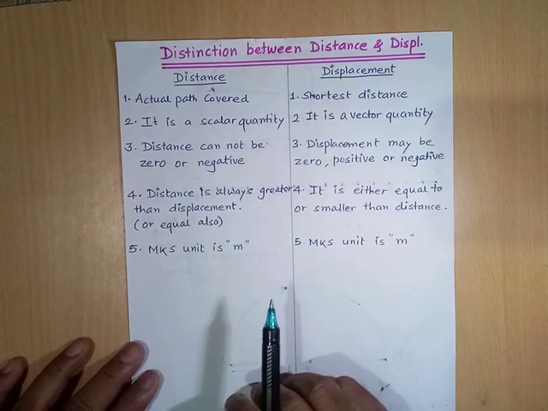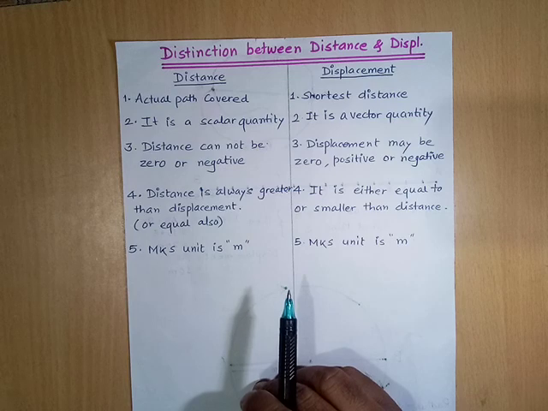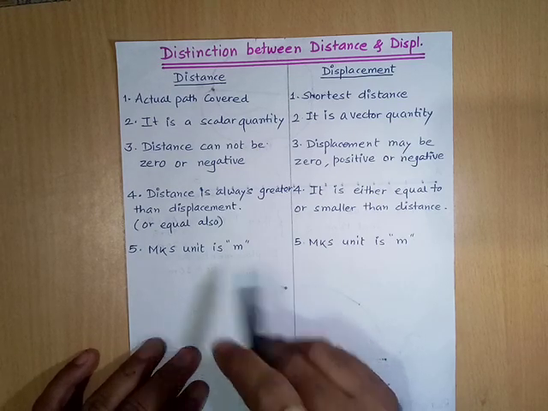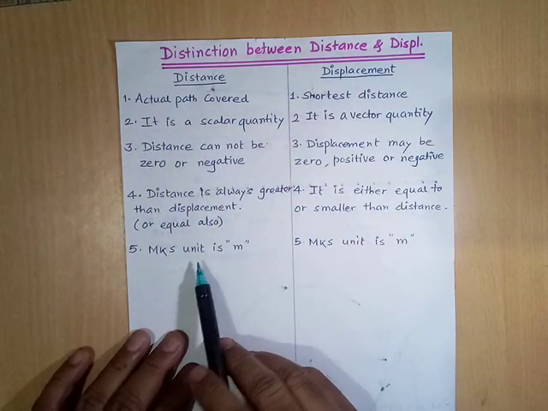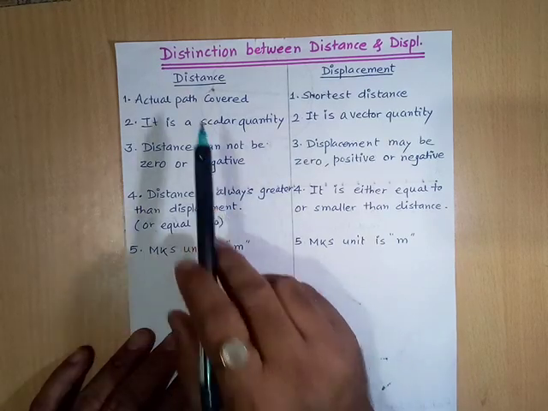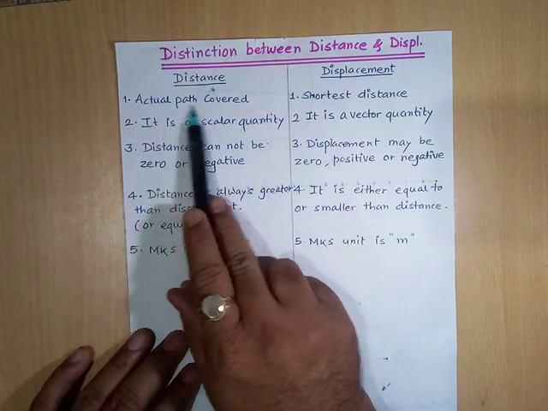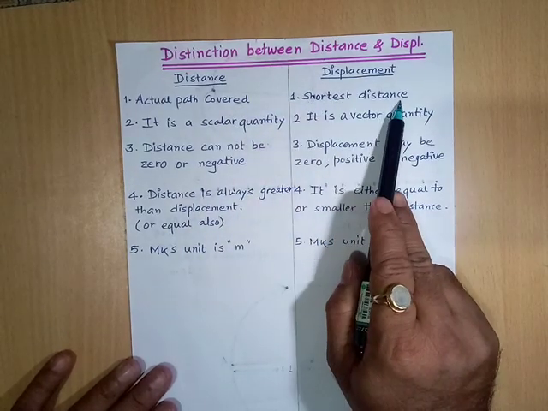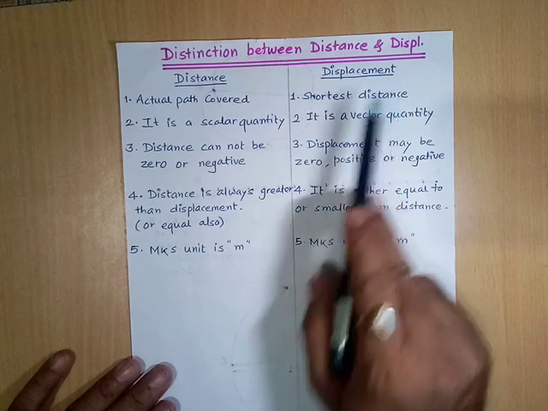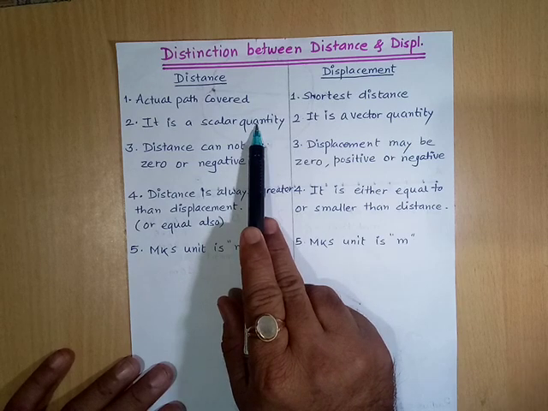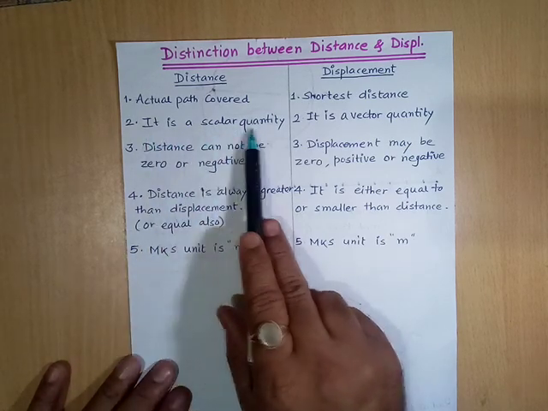Now let's come to the last part of distance and displacement, that is the distinction between distance and displacement. If you look carefully, there are various points by which the differentiation can be made. We know that distance is the actual path covered by the object. However, displacement is the shortest distance between the initial point and the final point. Distance is a scalar quantity, since it does not require any direction to represent; magnitude alone is sufficient to represent the distance. That's why it is a scalar quantity.